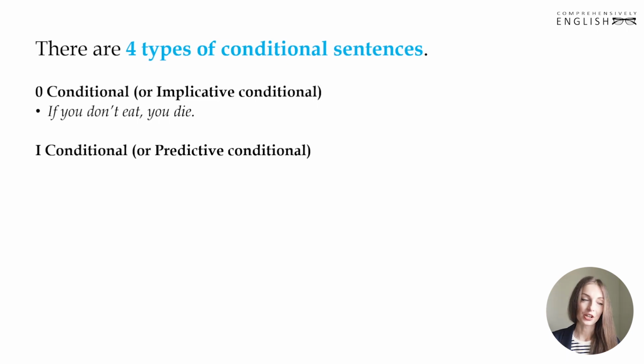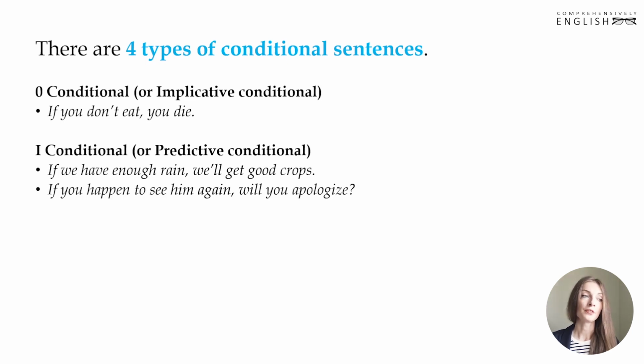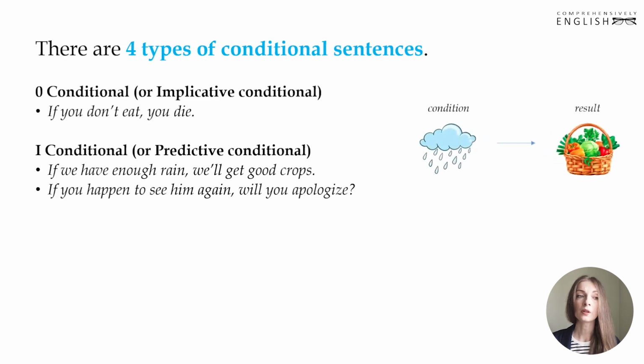The first conditional or predicative conditional expresses something that might or will happen in the future. If we have enough rain, we'll get good crops. If you happen to see him again, will you apologize? We speak about situations that may or will take place in the future. They seem absolutely real. Why not? If you happen to see him again, will you apologize? It's a question but it speaks of a possible situation.